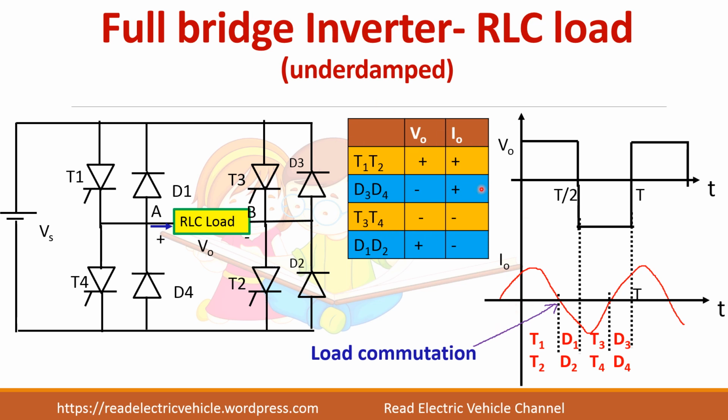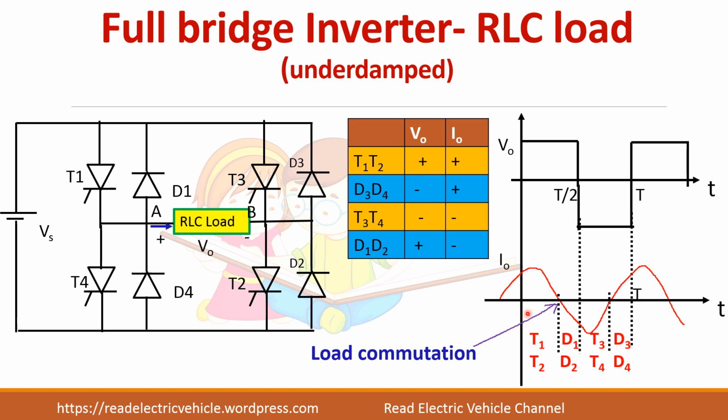This table remains the same, and you can see here, when both are positive, T1 and T2 conduct, and here voltage is positive, current is negative. Voltage positive, current negative means D1 and D2 will conduct. Similarly, when both are negative, T3, T4 conduct. So here you can see current becomes 0. Here T1 and T2 are conducting, but the current of T1 and T2 becomes 0 before T3 and T4 are turned on.